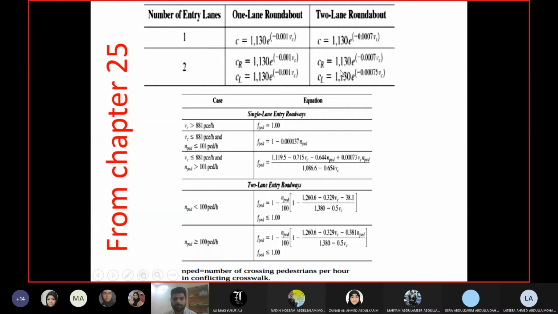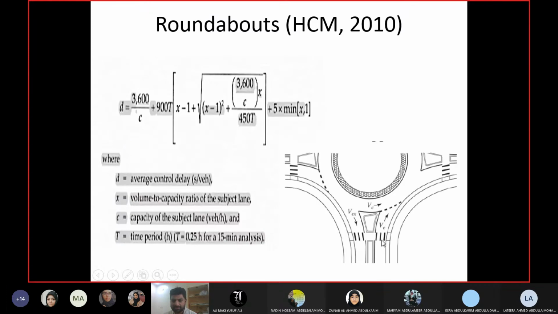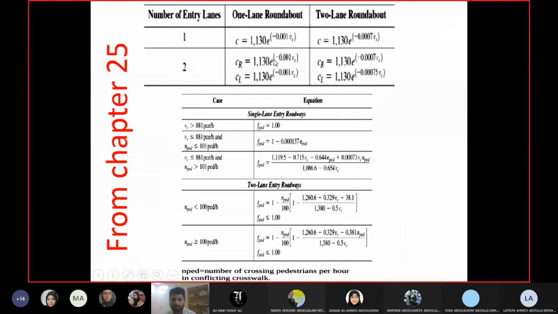So you can have four possible arrangements or configurations of a roundabout in terms of number of entry lanes and number of lanes of the roundabout. Entry lanes are the lanes of the road, and the lanes of the roundabout are these circulating lanes. So you can have 1 entry, 1 lane roundabout; 2 entry, 2 lane roundabout; 1 entry, 2 lane roundabout; and 2 entry, 1 lane roundabout. These are the 4 possible combinations, and for each combination you have a different set of equations.